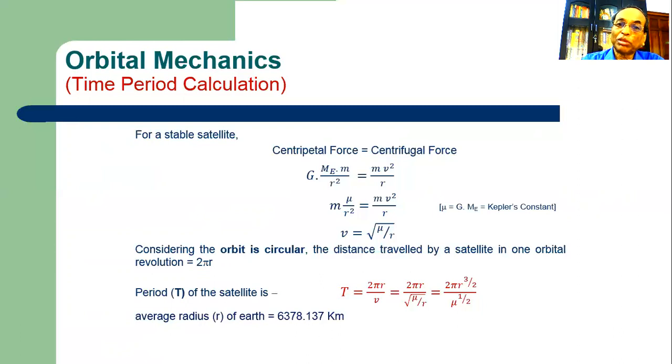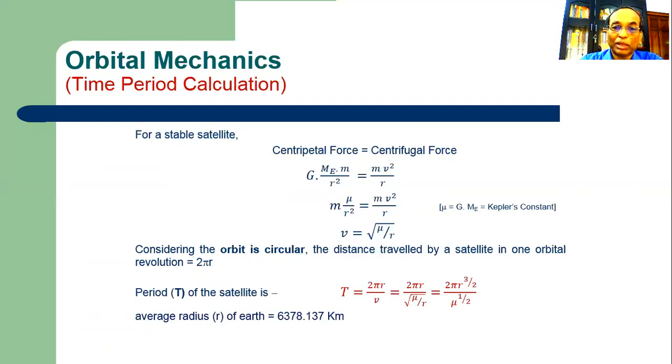So the centripetal force is equal to the centrifugal force. So mv square by R is equal to G ME M by R square. From there, one can calculate velocity is equal to square root of mu by R. What is mu? Mu is the Kepler constant. Mu is equal to capital G multiplied by ME, where ME is the mass of the Earth. So the gravitational constant multiplied by the mass of the Earth is the Kepler constant.